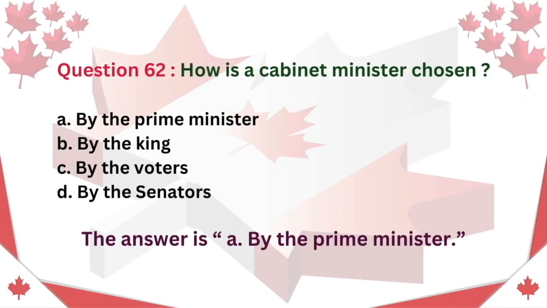Question 62. How is a cabinet minister chosen? A. By the Prime Minister. B. By the King. C. By the voters. D. By the senators. The answer is A. By the Prime Minister.